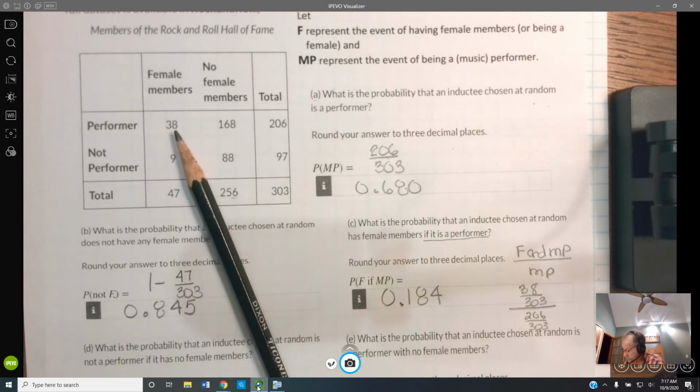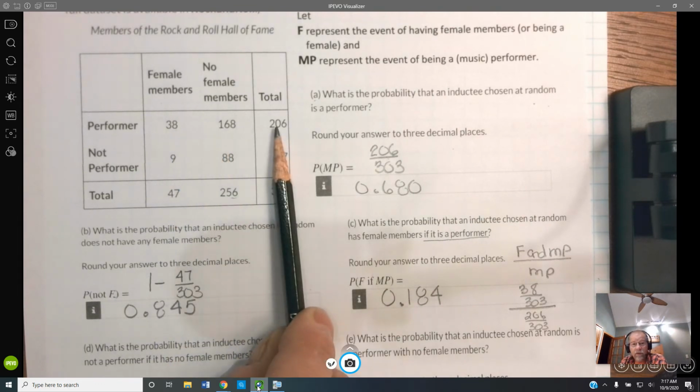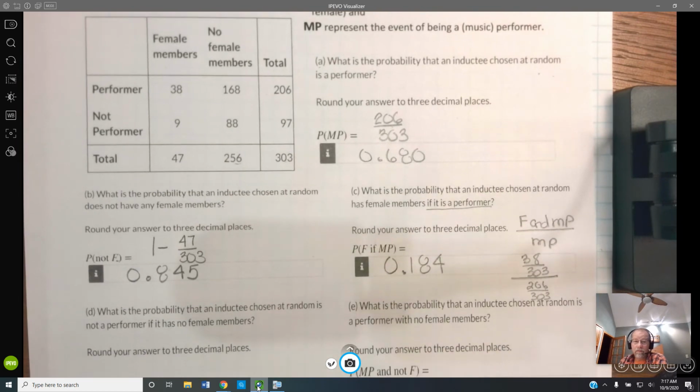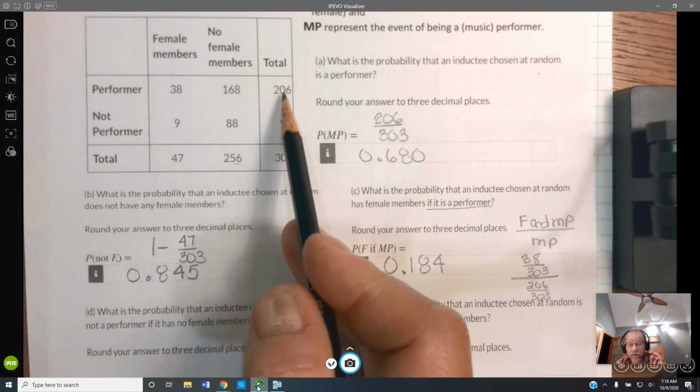And if I look at female, female is 38. What happens in that row is the only thing that can take place is 206 different things here, and I'm locked into this row. So what happens if I take 38 and divide it by 206? Well, I get the same 0.184. How come? Because it's the same thing. It's the same thing if I can actually find the thing that I'm looking for out of the table and divide it by the place that I'm supposed to be.